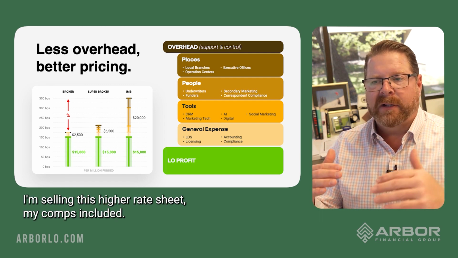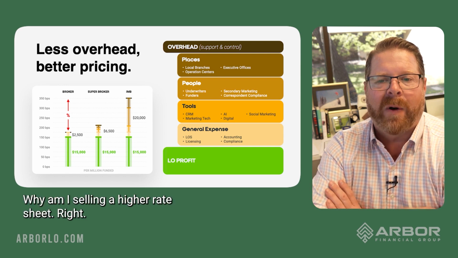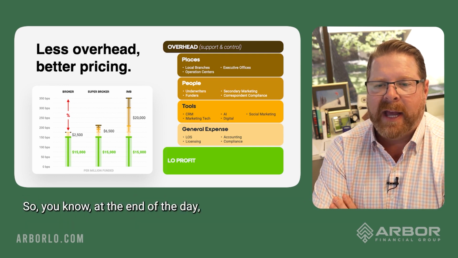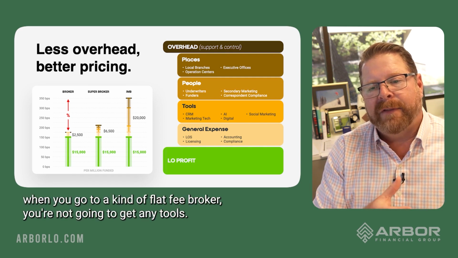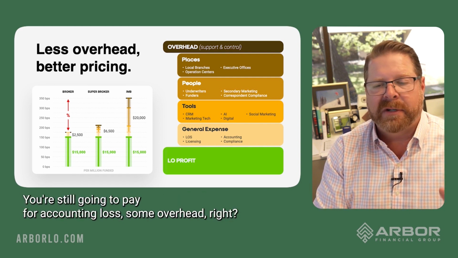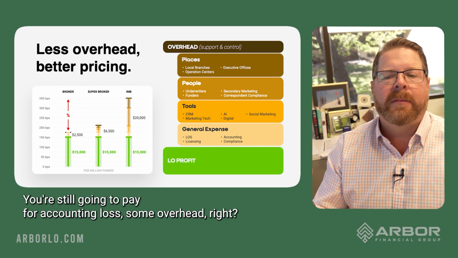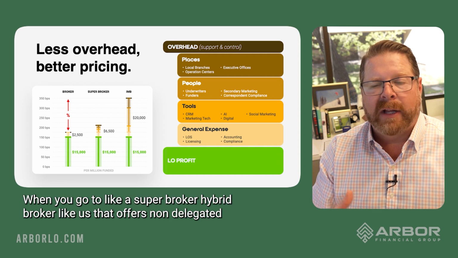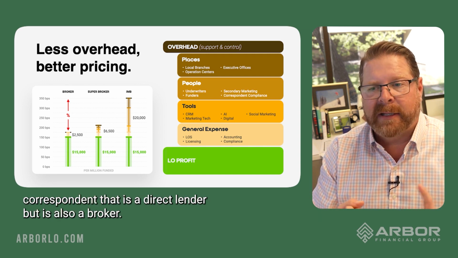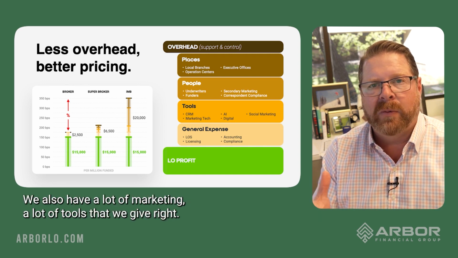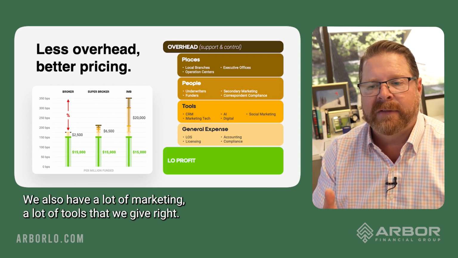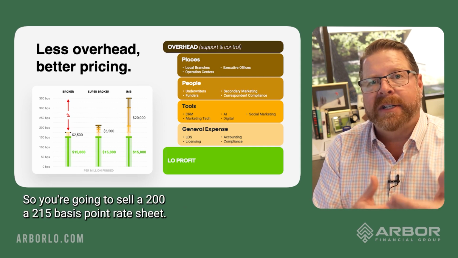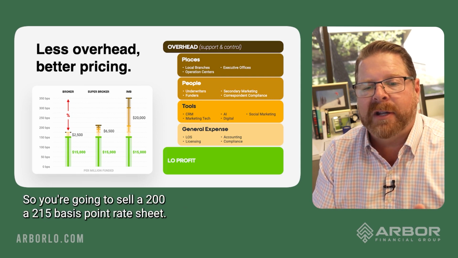So you understand, I'm selling this higher rate sheet, my comp's included, but what goes into all of that? Why am I selling a higher rate sheet? Well, here's the reason why. When you go to a flat fee broker, you're not going to get any tools. You're still going to pay for accounting, LOS, some overhead. When you go to a super broker, hybrid broker like us that offers non-delegated correspondent, that is a direct lender but is also a broker, we also have a lot of marketing and tools that we give. We're going to have a slightly higher margin than that flat fee broker, so you're going to sell a 200 to 215 basis point rate sheet.